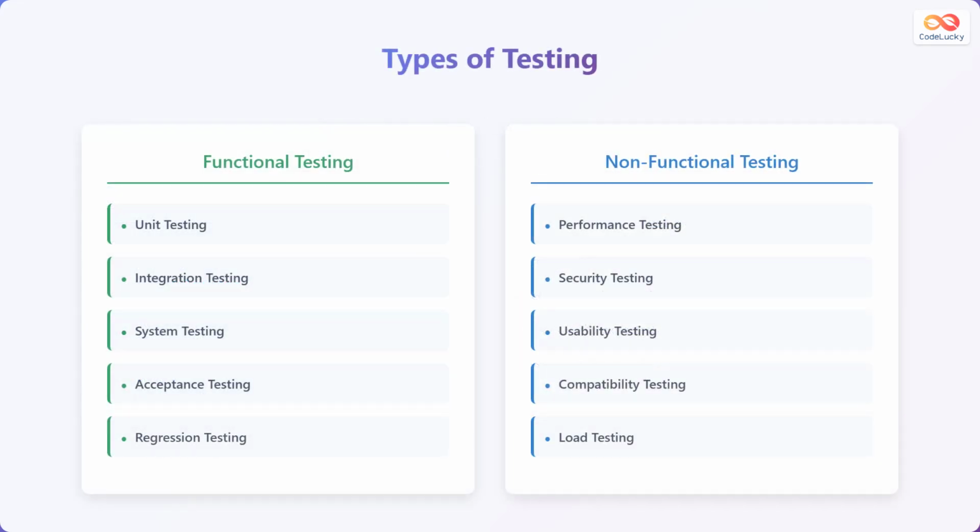Software testing is broadly categorized into two main types: functional and non-functional testing. Functional testing verifies that the software behaves according to specified requirements. It includes unit testing, which tests individual components in isolation, integration testing that verifies components work together correctly, system testing that validates the complete system, acceptance testing that ensures the system meets business requirements, and regression testing that confirms existing functionality still works after changes.